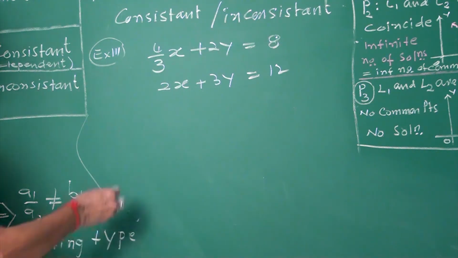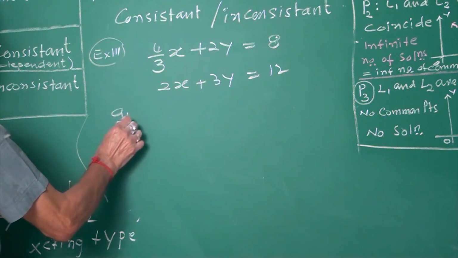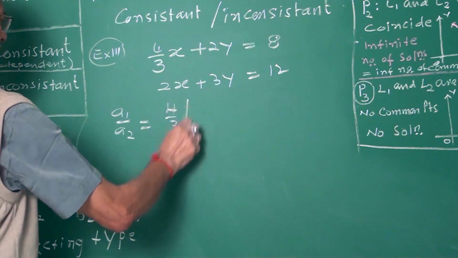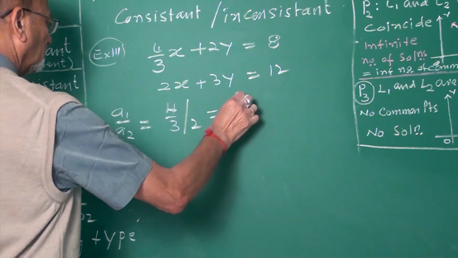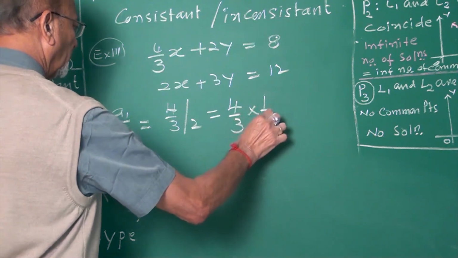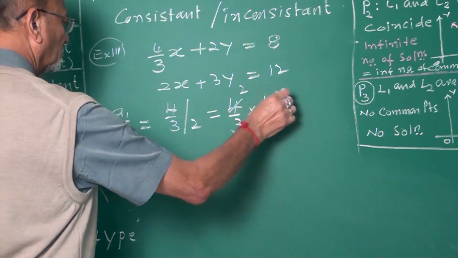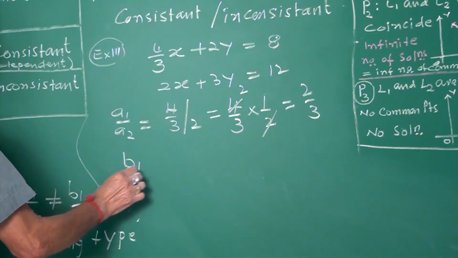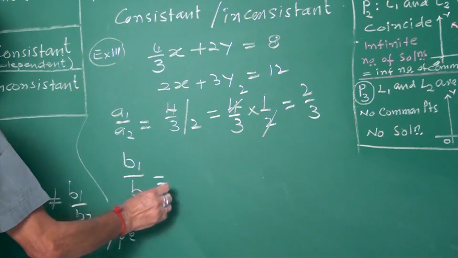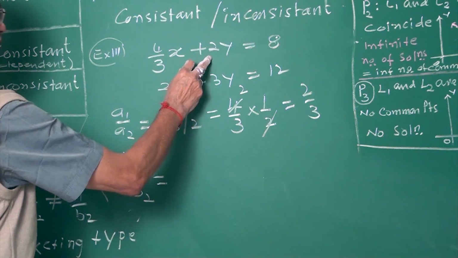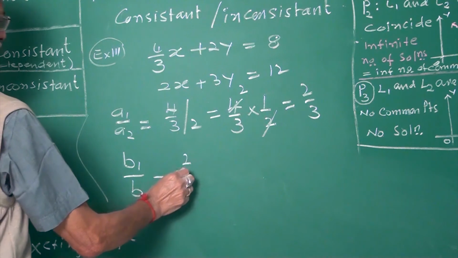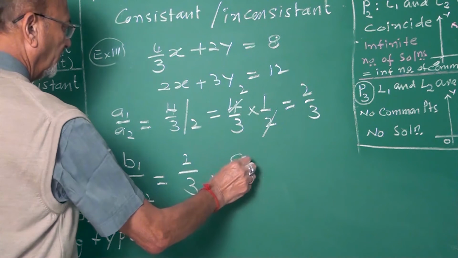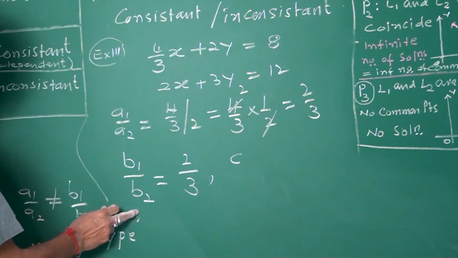Yes, friends. A1 upon A2. This is 4 by 3 upon 2. Simplify it. 4 by 3 into 1 by 2. Cancellation. Simplifying, you get 2 by 3. B1 upon B2. What is B1? B1 is 2. C1 is 3. Yes, they are equal. Then when A1 upon A2 equal to B1 upon B2, you go for the next third.